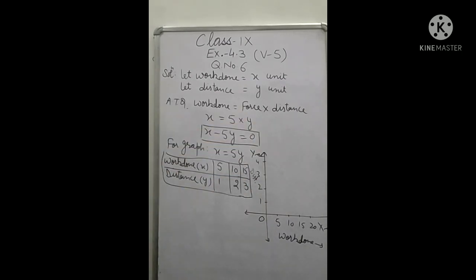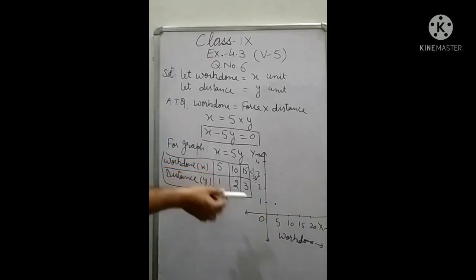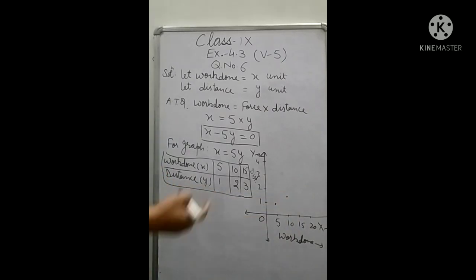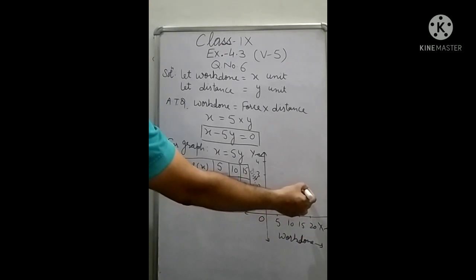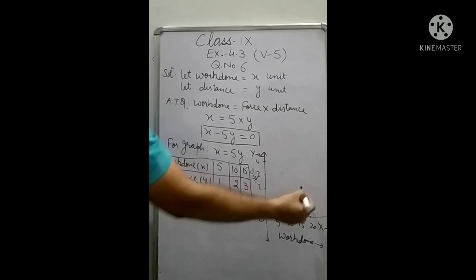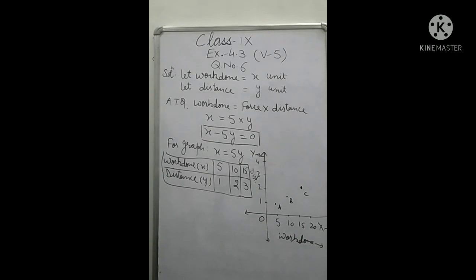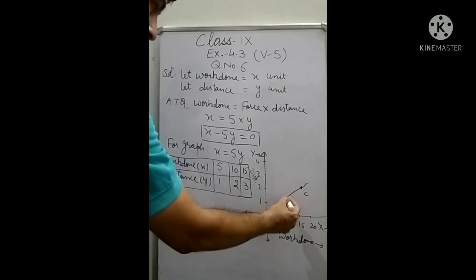Now the first point you have to plot is 5, 1. Corresponding to 5 you are getting 1, so you will get this point here. Second, 10 corresponding to 2. So along 10 you will take 2, and we get this point here. This is the second point. Then corresponding to 15 we get 3, so corresponding to 15 we have to take 3. Suppose this point. So these are A, B, C. Now we have to join all these 3 points with the help of a scale and we get a straight line like this.